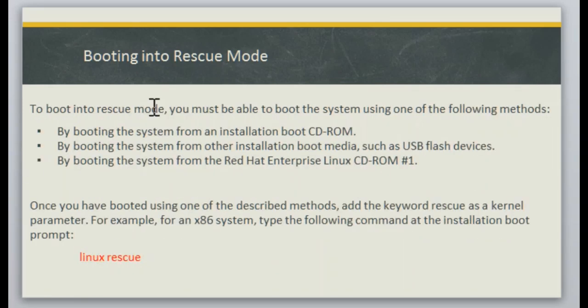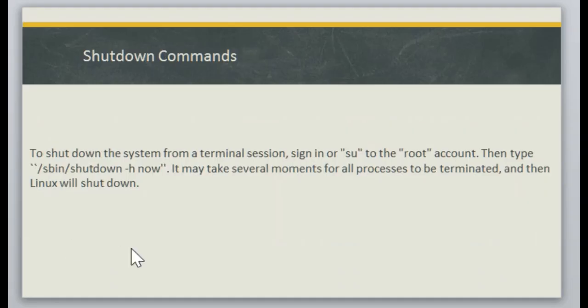So to boot in rescue mode, you must be able to boot the system using one of the following methods: either by booting from CD-ROM, another boot device or media such as a USB flash drive, or by booting the system from Red Hat Enterprise Linux CD-ROM number 1. So guys, once you have booted using one of the described methods above, you can enter the keyword rescue as a kernel parameter. For example, for an x86 system, so x86 architecture, type the following command at the installation boot prompt: linux rescue, and it'll put you in that rescue mode.